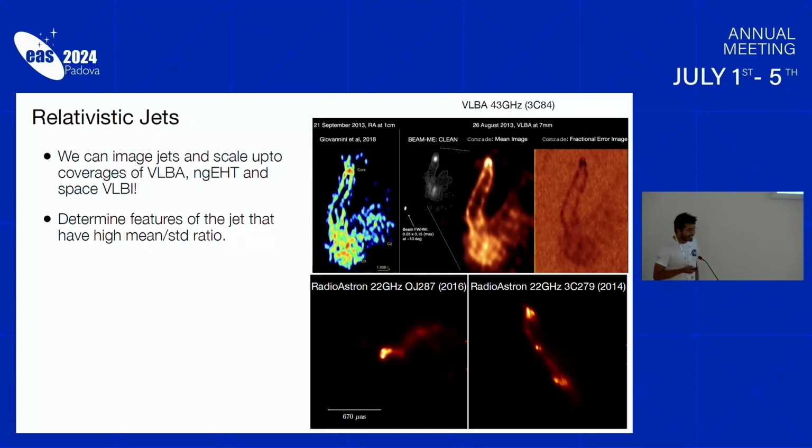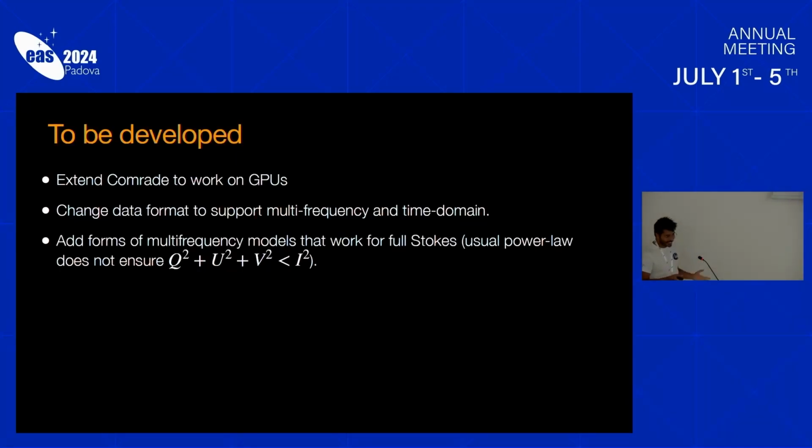But how does it scale? Okay, this is my last slide. We can fit things like VLBI datasets, and we can also scale up to space VLBI, like RadioAstron. The good thing is that we can get features with higher SNR and figure out what the higher SNR features of the images are. To be developed: we can scale this to GPU and make it super fast. This is yet to be done. And then we still need to do this in multi-frequency and the time domain. Yeah, that's all.